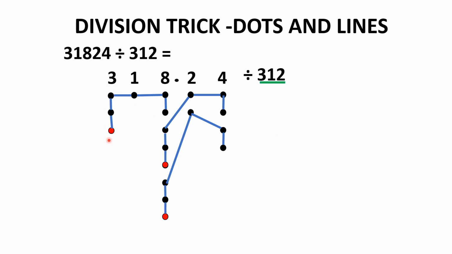Now, you see under 3 how many starting points are there? Only the red color one. This is 1. Under 1 are there any starting points? No. No red color one. Red color initial points are not there. So, you take it as 0.